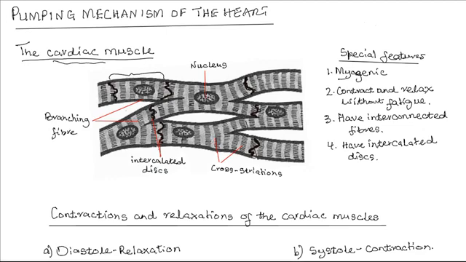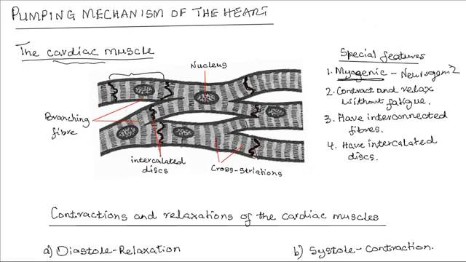For a muscle to contract, there must be a wave of electric impulse. Now, the other muscles in the body are said to be neurogenic, meaning that their contractions are initiated from the nervous system. But this is not the case for the cardiac muscles. The cardiac muscles are myogenic. They initiate their own contractions.